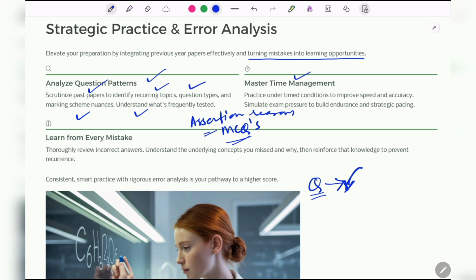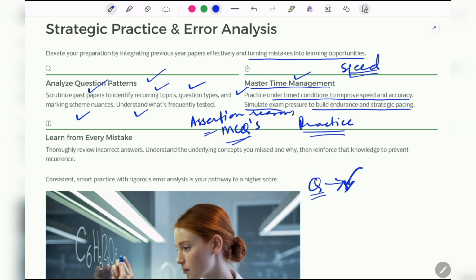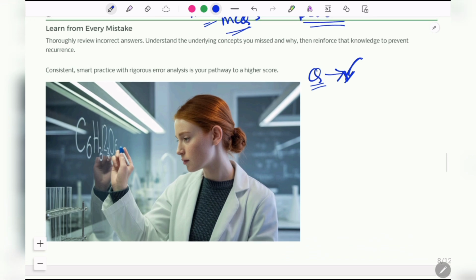Time management: of course your speed has to be quite good, and you have to do better time management. Otherwise, even if you know everything and you do not write within the time limit, you will lose marks. So practice under timed conditions to improve speed and accuracy. You have to simulate exam pressure to build endurance. That means you have to practice solving question papers at home for 3 hours, so that you understand how you will complete your question paper in the board exam.